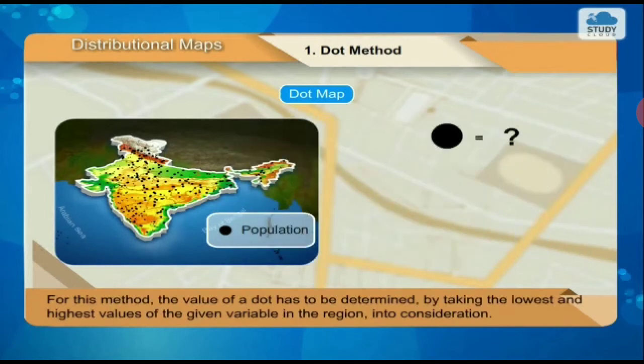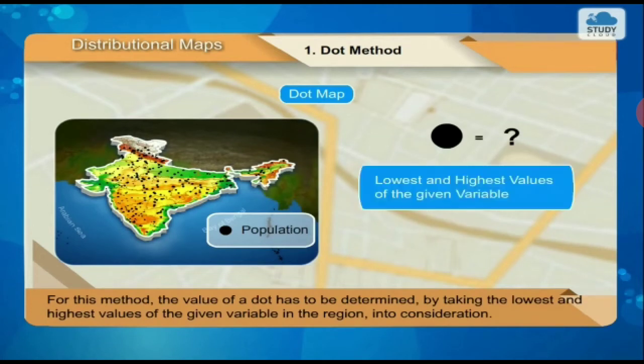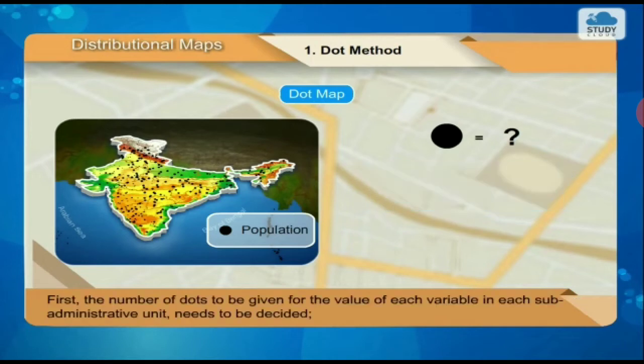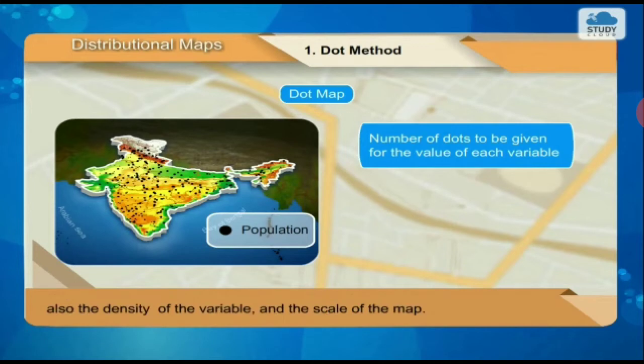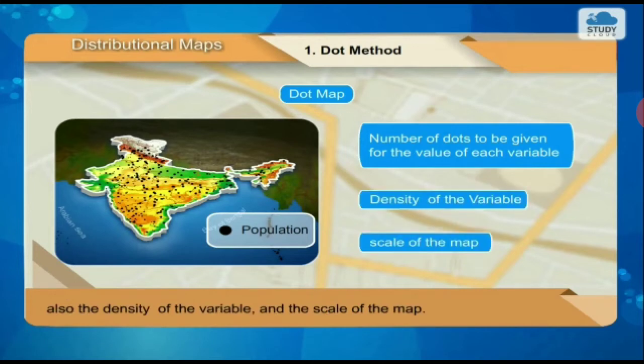For this method, the value of the dot has to be determined by taking the lowest and the highest value of the given variables in the region in consideration. First, the number of dots to be given for the value of each variable in each sub-administrative unit needs to be decided. Also, the density of the variable and the scale of the map.